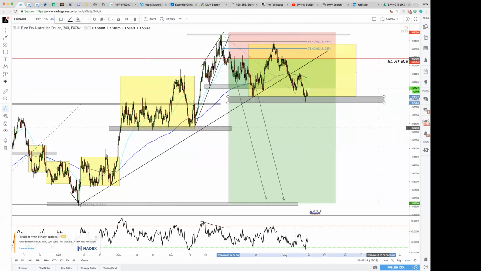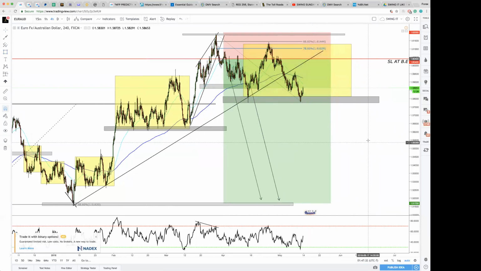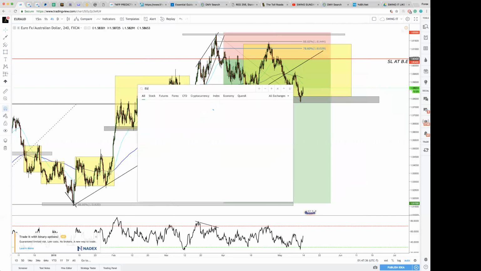So once this break happens, then we're going to be considering here a consolidation will be a level 2 consolidation. But until then, we just probably gotta have to wait it out and see how it goes from there. All right, guys. The next would be Euro USD.